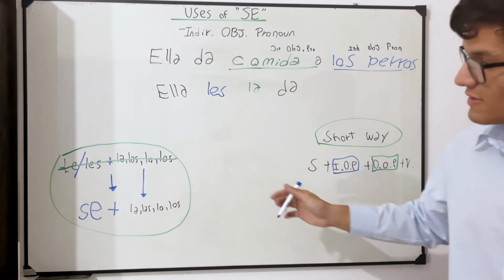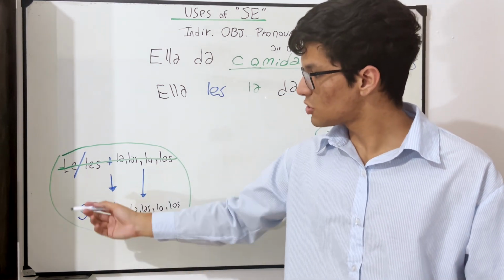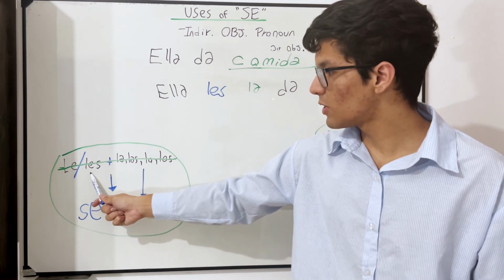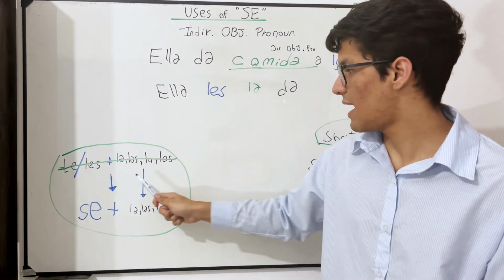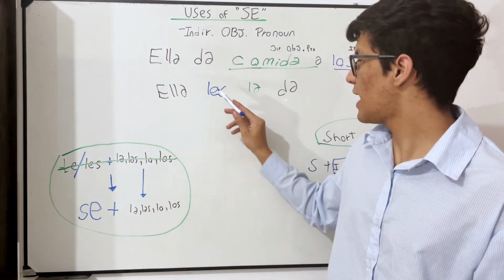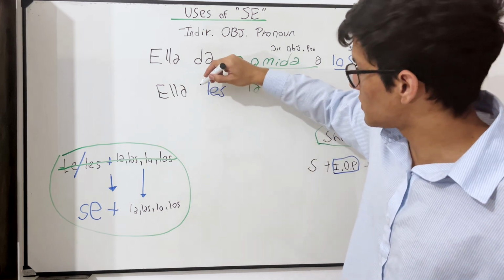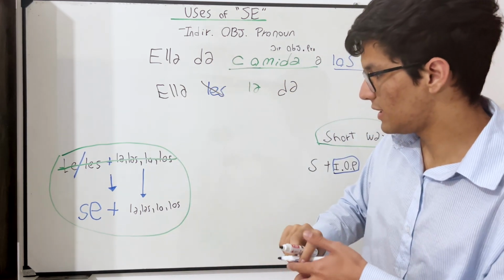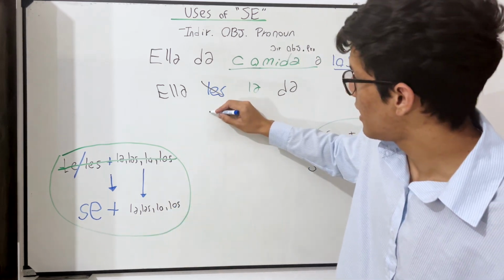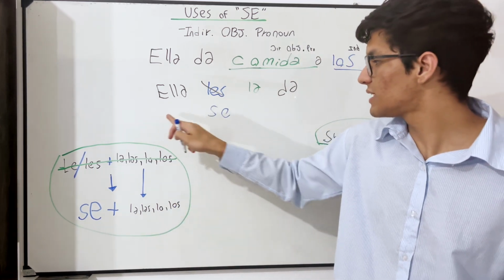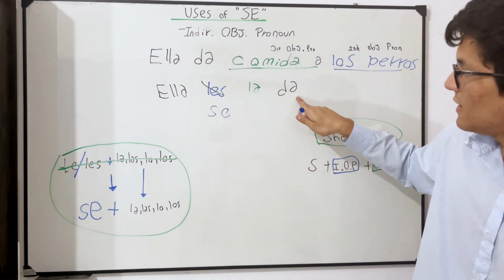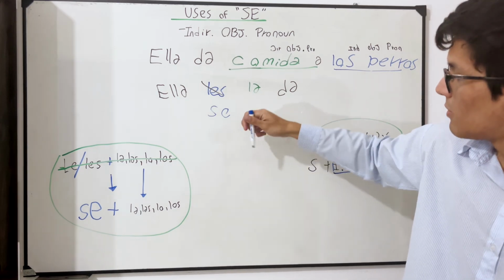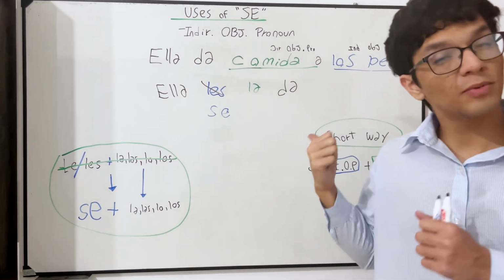Here, again, we have exactly the same type of problem. As I told you, we cannot say le plus la, las, lo, los. Or in this case, we would say les plus la. We cannot say it. So here we have to erase this one, and we just replace the les with this new pronoun, which is se. Ella se la da. She gives it to them. In this case, to him or to them. In this case, the dogs. Okay? So this one is very simple, right?